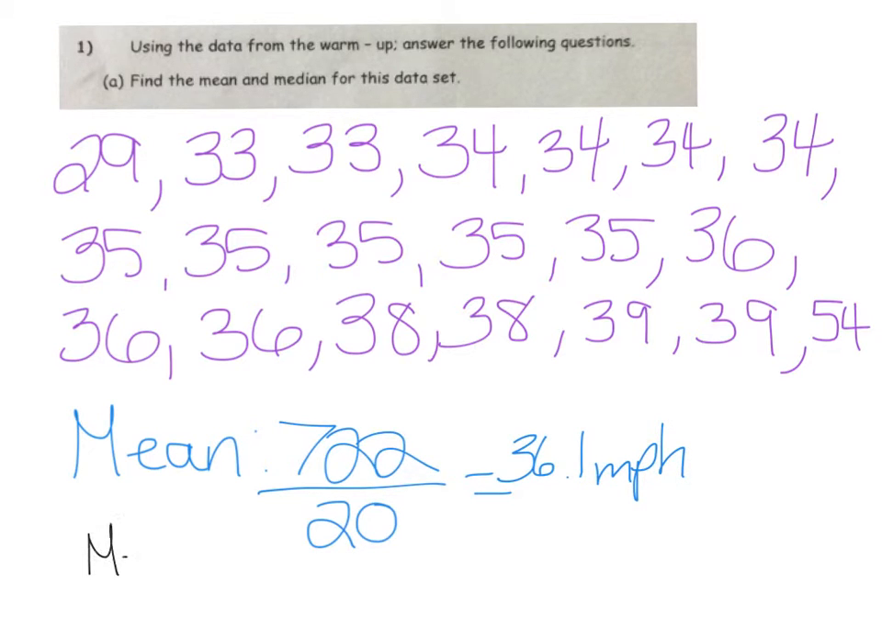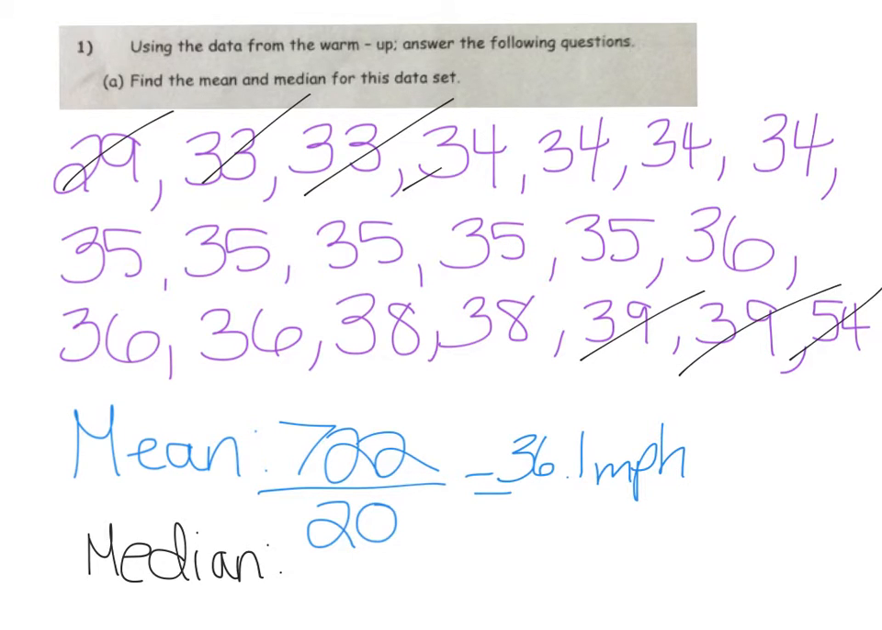Next, we're going to find the median. To do that, I'm going to start by crossing off the first data set value and the last one at the same time. So 29 and 54, cross them off. 33, 39, cross them off. 33, 39 again. Keep going. As a note, before I can do this, you have to make sure your data numbers are in order.